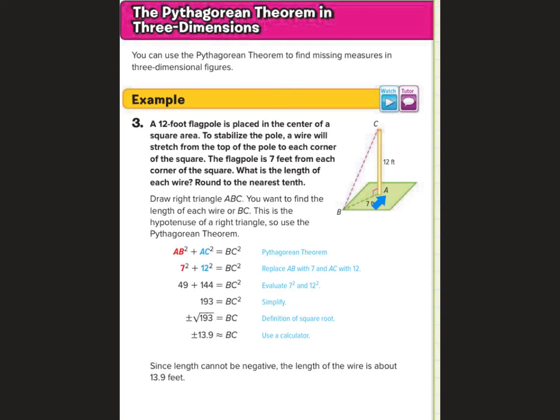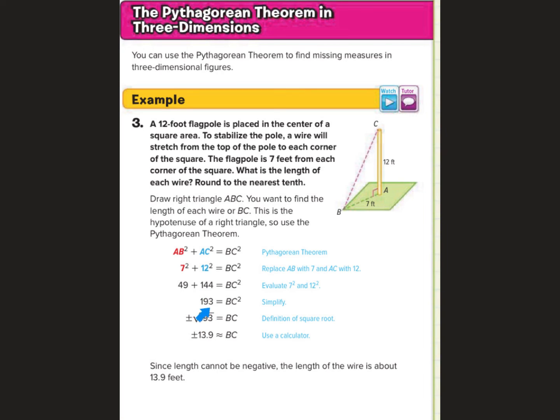So we've got a vertical measurement here of 12 feet and a baseline horizontal measurement of 7 feet. We're looking for the hypotenuse. So we're calling it AB, just a length. So we've got AB is 7 squared and AC is 12 squared. Work through the math. 7 squared is 49, 12 squared is 144.